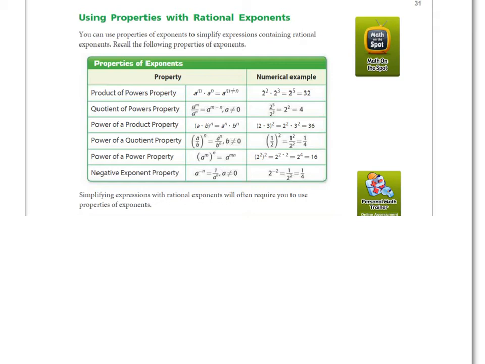Power of a power is when you multiply the two exponents together, and then the negative exponent says you can't have a negative exponent, so you have to move its position in the fraction. So again, it's the same rules that we spent the last 3 days on. Sometimes you're going to have to identify properties, so you might want to highlight the fact that on page 31, it's a great chart of all those different properties.